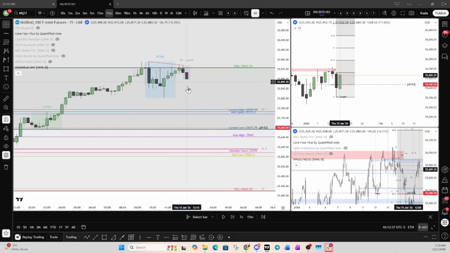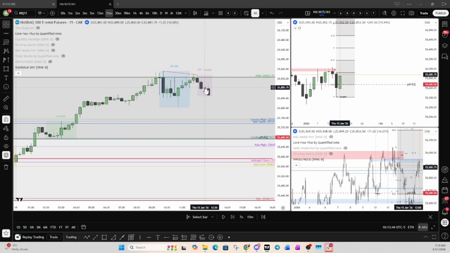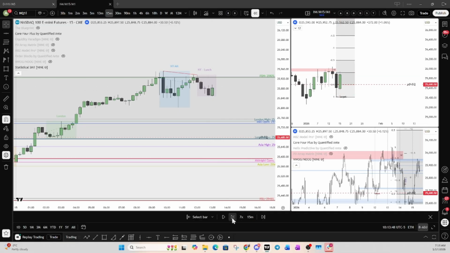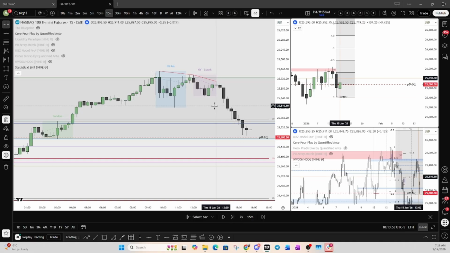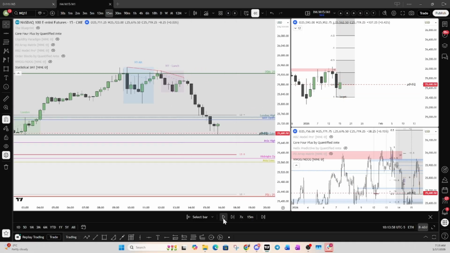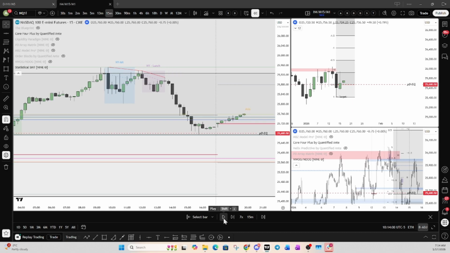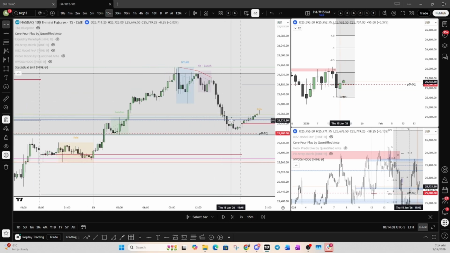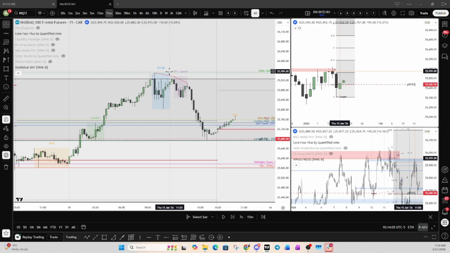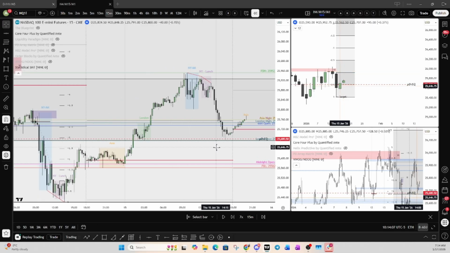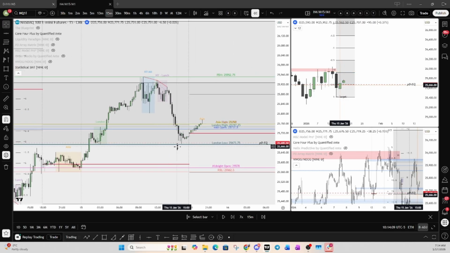So shorting previous day high, we're high in the range. I really don't remember what happens here. Fair value gap created on a 15-minute retracement, and then you start to get that move down. Okay, so it comes down to previous day EQ. So previous day high to previous day EQ was basically the move there.